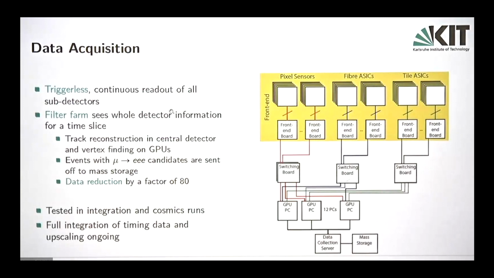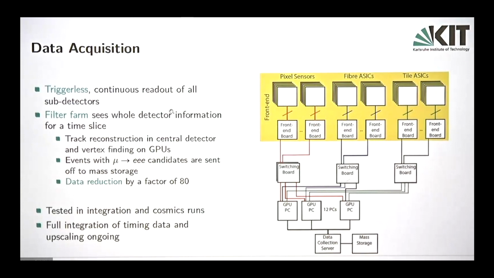A huge role also plays the data acquisition. We have nothing to trigger on. We have a continuous beam. The muons decay whenever they want to decay. And it's 3 tracks with some more or less random momentum. There's nothing to trigger on. So we have to do a triggerless and continuous readout of all the sub-detectors.